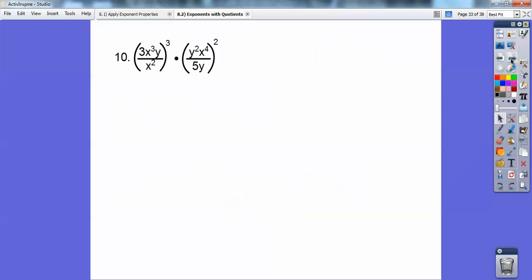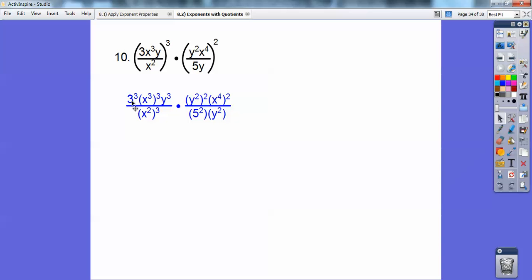All right, okay, let's try this one here. Okay, they're getting progressively harder, aren't they? Okay, everything in here, 3 to the third, x cubed to the third, y to the third, x squared to the third. So all of that's being to the third. And similarly, everything's being squared on this one right here. So y squared squared, x to the fourth squared, 5 squared, and then y squared on that. Okay? All right, so let's go ahead and clean this up.